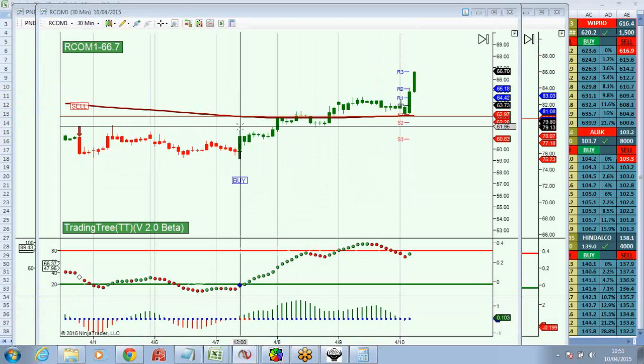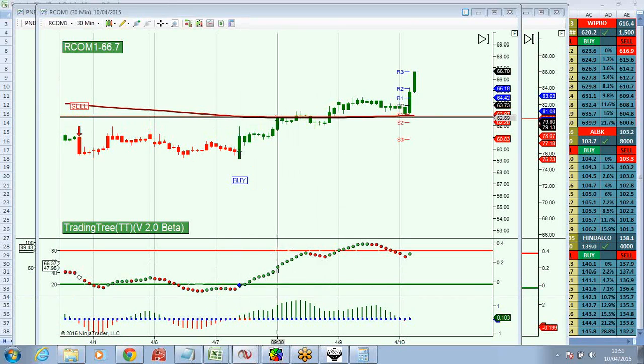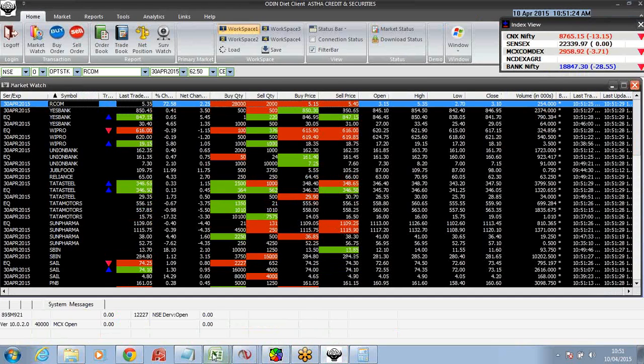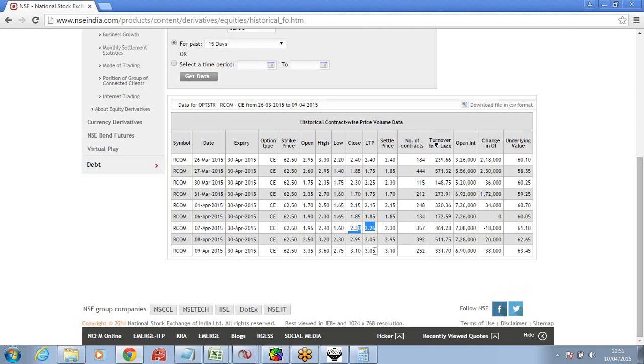So at this point your exit price is what you can take, that is the end of the day price. So my last traded price on that particular day, on 7th of April, was 2 rupees 25 paise. So 2 rupees 25 paise into 2000, which is your lot size, that's around 4,500 rupees is your investment.